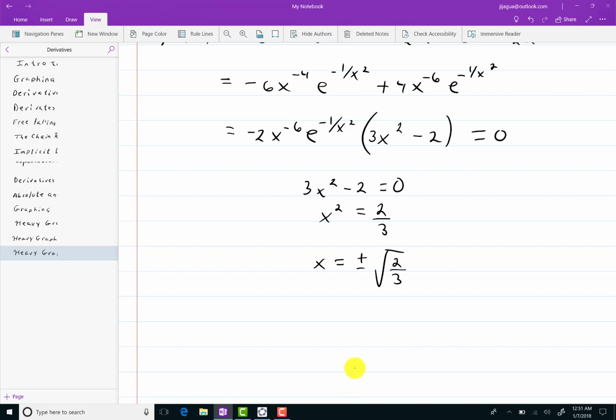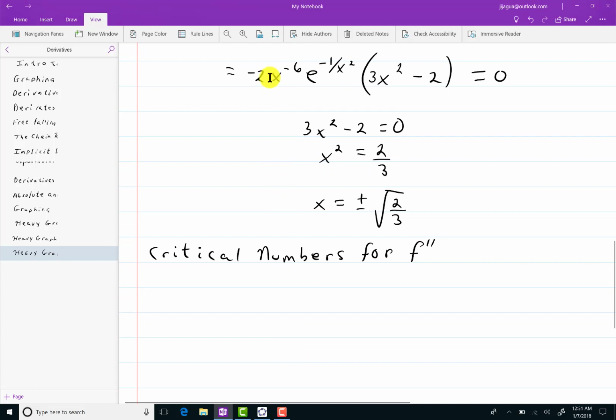I don't care if you try to rationalize the denominator or anything like that. It really does not matter to me at all. So my critical numbers for f double prime, they are 0, that's where it's undefined, plus and minus the square root of 2/3. Put those on a number line.